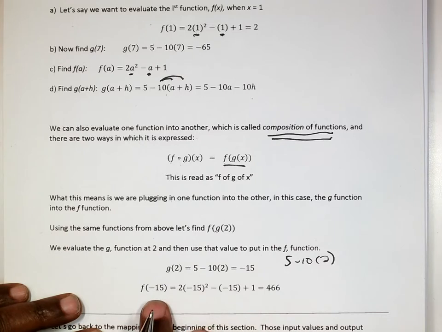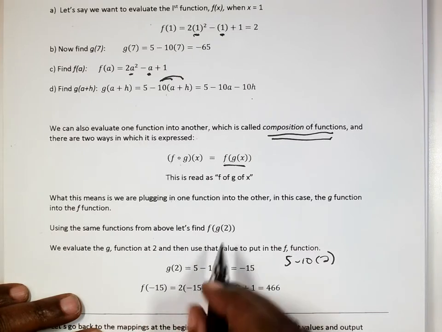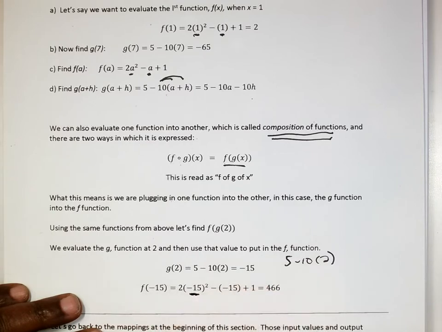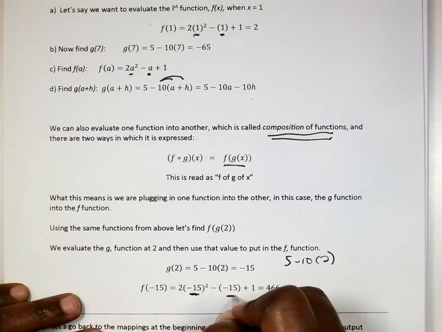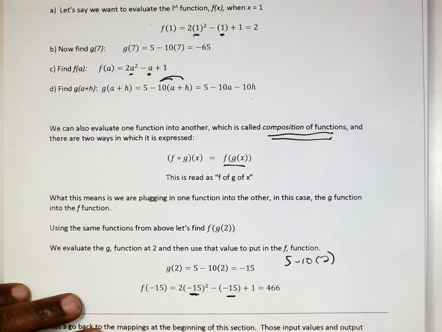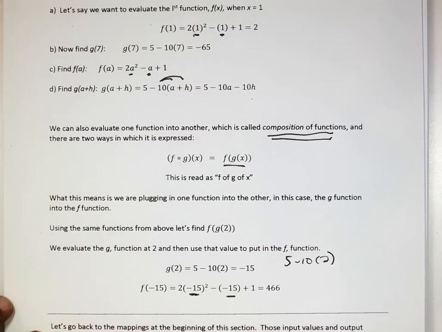And then I'm going to go to the f function and plug in negative 15. So it was 2x squared. So that's where that first was. And we're plugging in negative 15 minus x, so minus a negative 15 plus 1. And then simplify that. So that simplifies to 466. And we're going to come back and do some more composition of functions at the end of this unit that are a little bit more complex, but this is just an introduction to it.